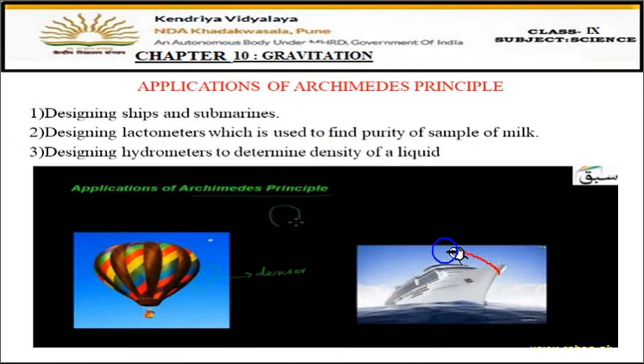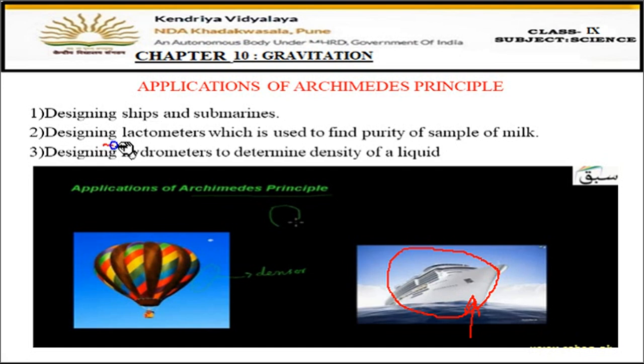So if the size of the ship is very big, or if the weight of the object is very large, then it will displace more water from the place, and the more water displaced, the more buoyant force is applied from the downside. Okay, fine. So that is why ships and submarines are designed in such a way that they can displace more water, and when more water is displaced, more buoyant force is applied from the liquid side. Okay, so this is the application of Archimedes principle.